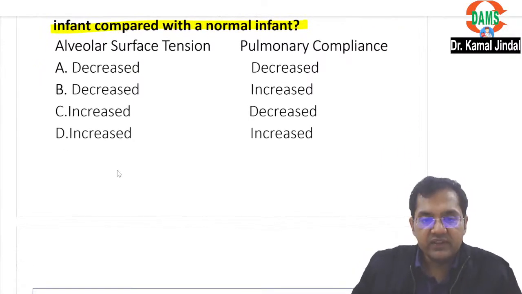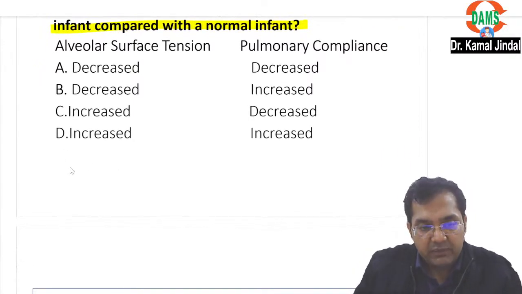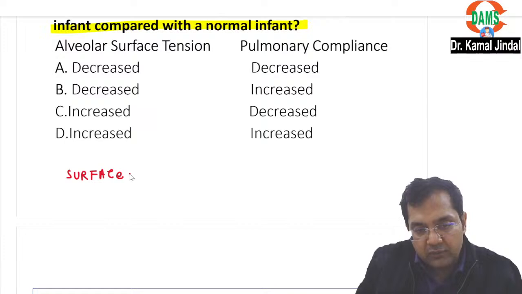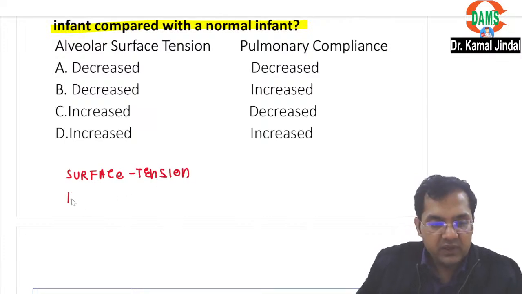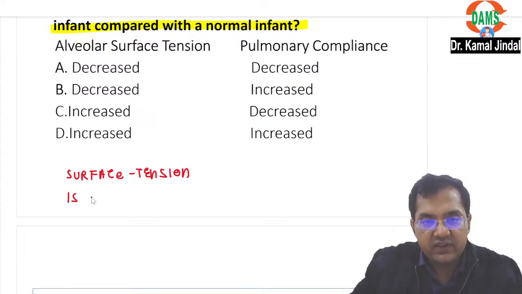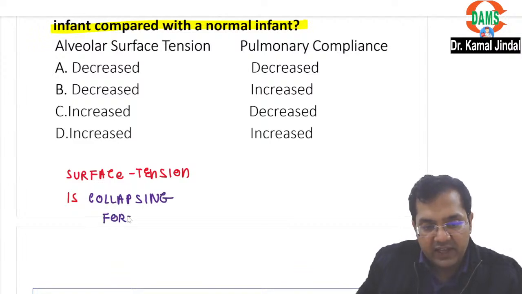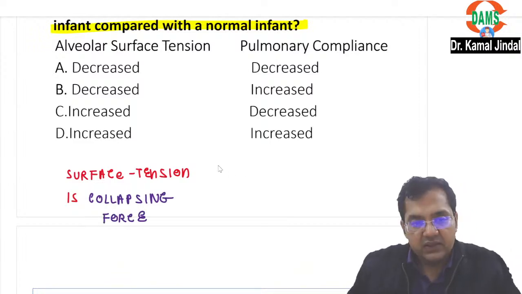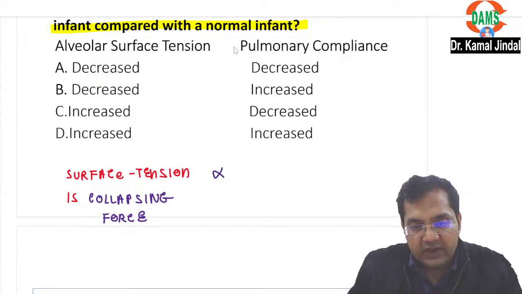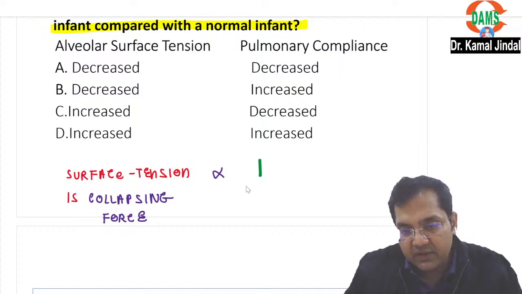So let's see this. Interestingly, remember that surface tension, if you could recall basic physics, is a collapsing force. Surface tension is a collapsing force, right? It is trying to collapse my alveoli. But we also know that lung compliance is a distensible force.